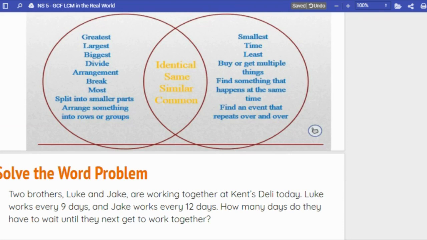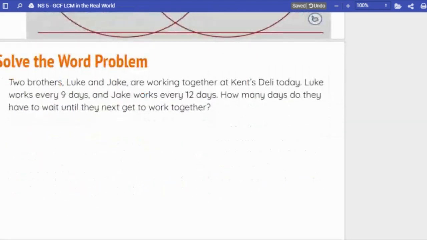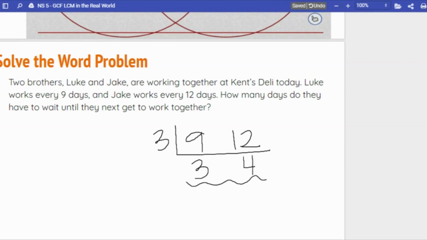So let's go back and think about what we learned yesterday in number system lesson 4. We're going to write down our two numbers, our 9 and our 12, and we're going to create our ladder. So a number that goes into 9 and 12 we know is 3. 9 divided by 3 is 3. 12 divided by 3 is 4. We're going to look right here. 3 and 4, do they have any common factors? Nope.